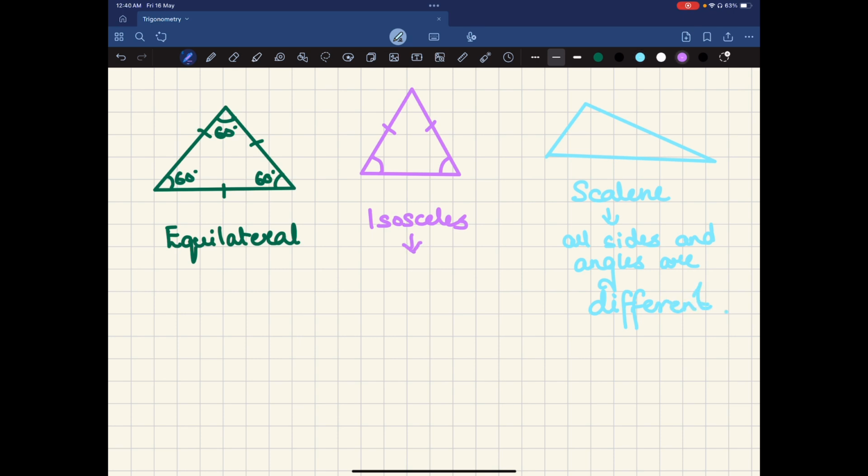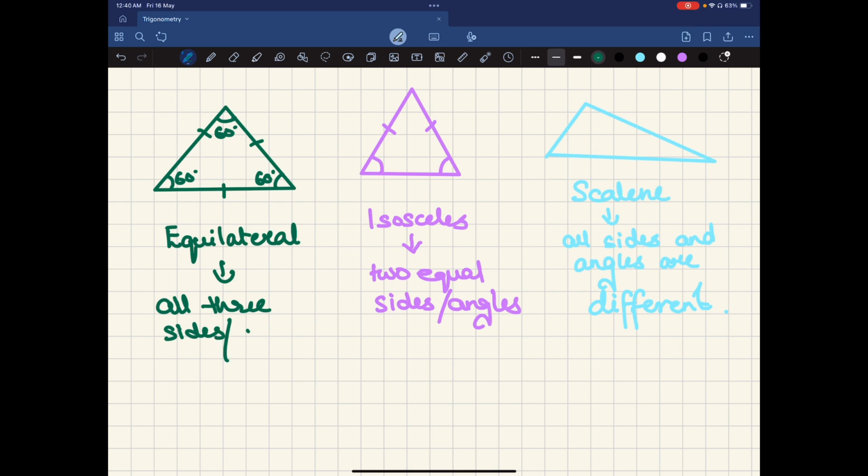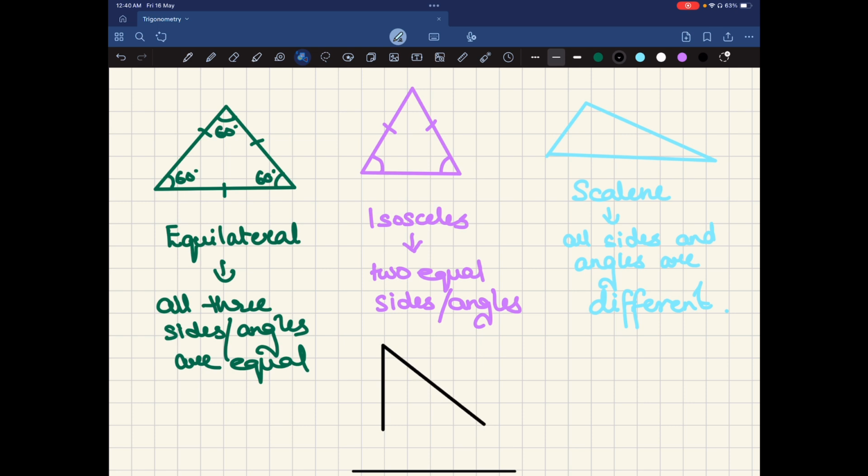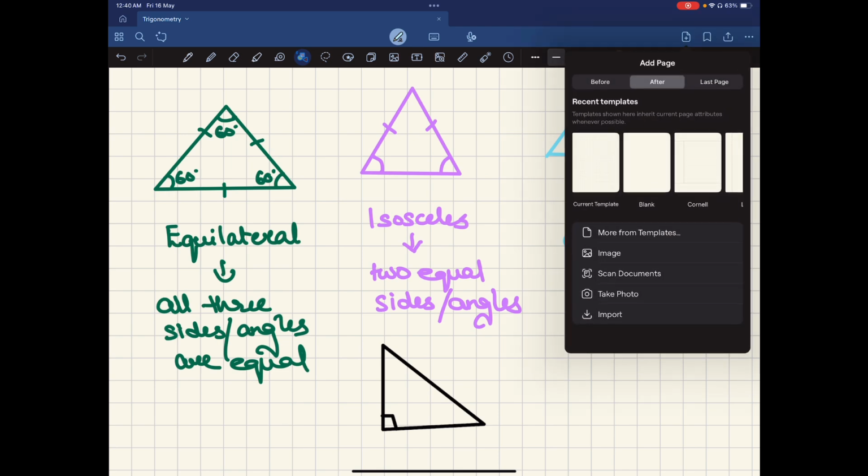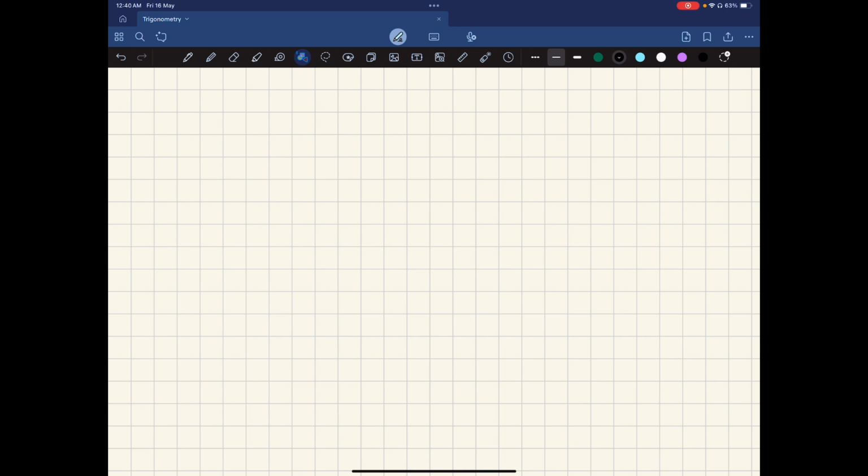For isosceles, we have two equal sides or angles. All three sides and angles are equal. Okay, now we have a fourth kind of triangle, a right angle triangle that we're going to discuss in detail. Okay. So a right angle triangle is one which has a 90-degree angle.